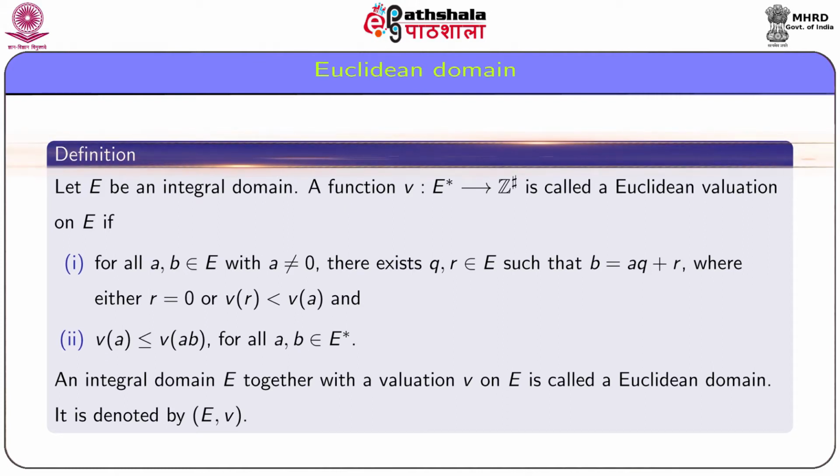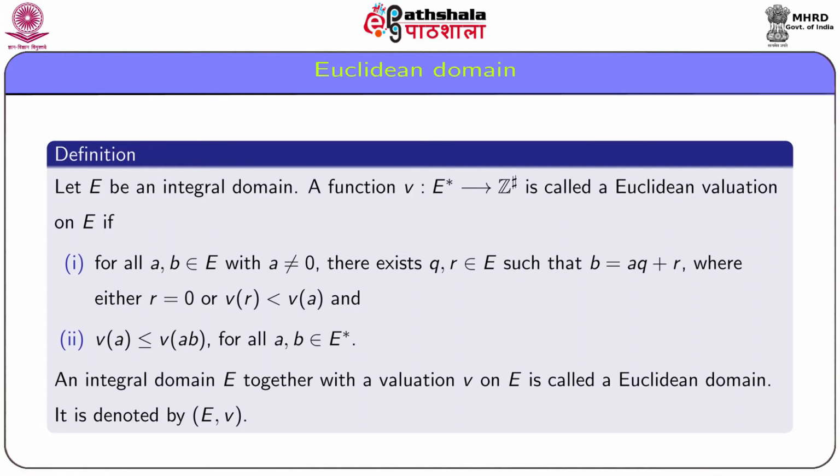valuation of the product ab is always greater than or equal to valuation of a for all non-zero a, b. An integral domain E together with a valuation v on E is called a Euclidean domain, and it will be denoted by the pair (E, v).